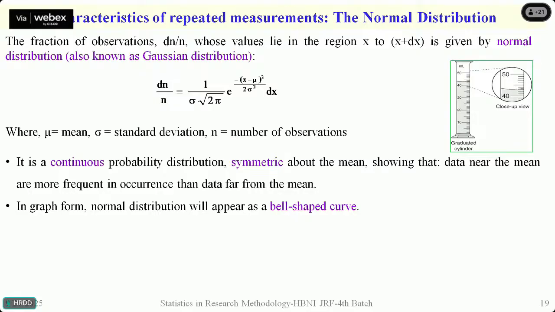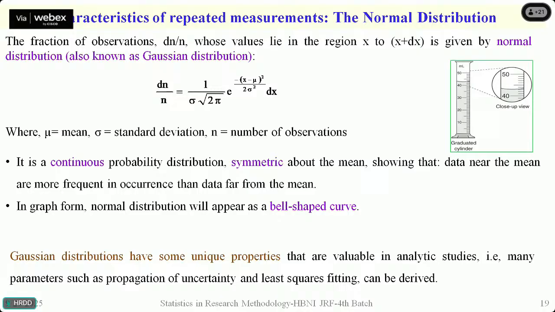Like here, measuring the volume of a liquid using a measuring cylinder. Measure the volume, transfer it to some other container, re-measure it. All the time you will not be getting the same volume. You will be getting different volume. So if you plot the probability of getting the same reading as a function of the reading on the x-axis, you will see that there is variation, a distribution will be there.